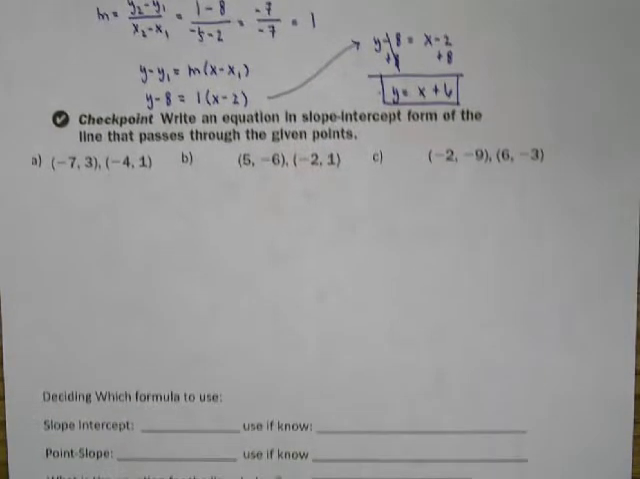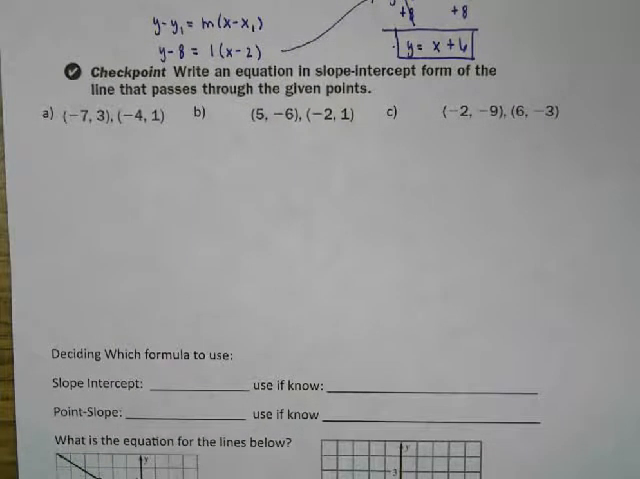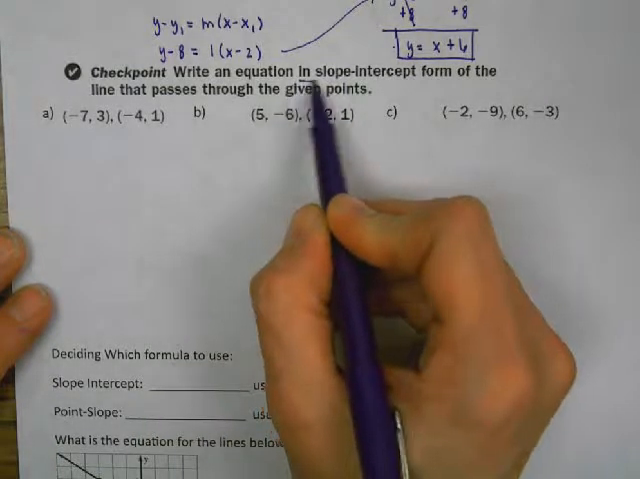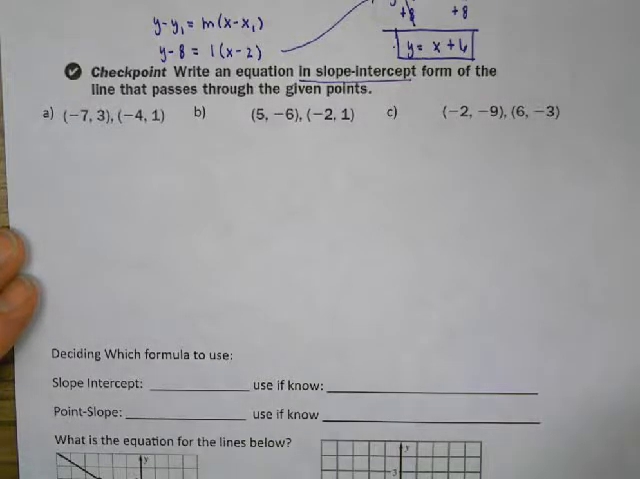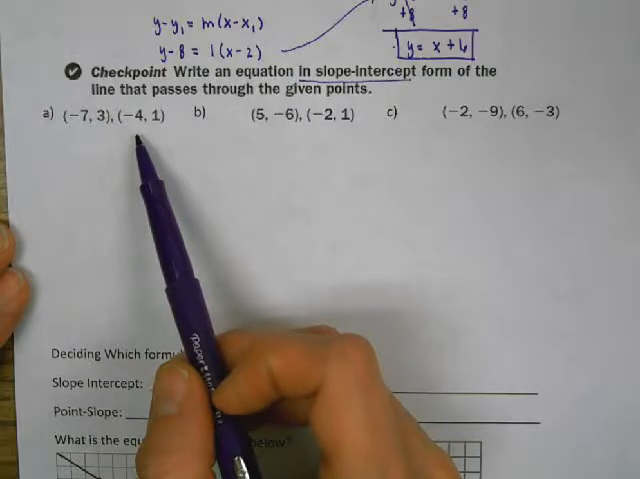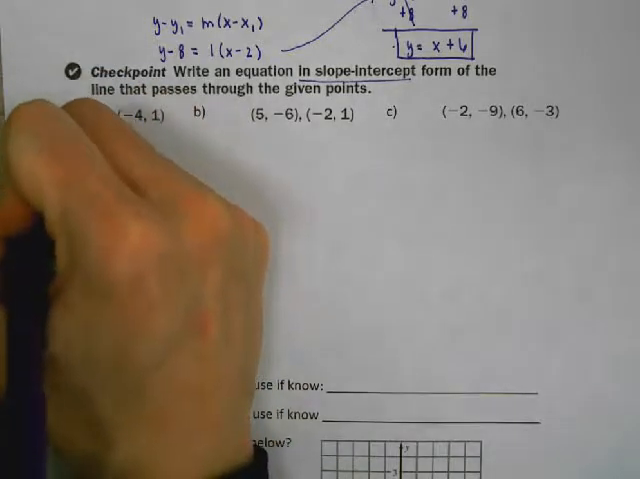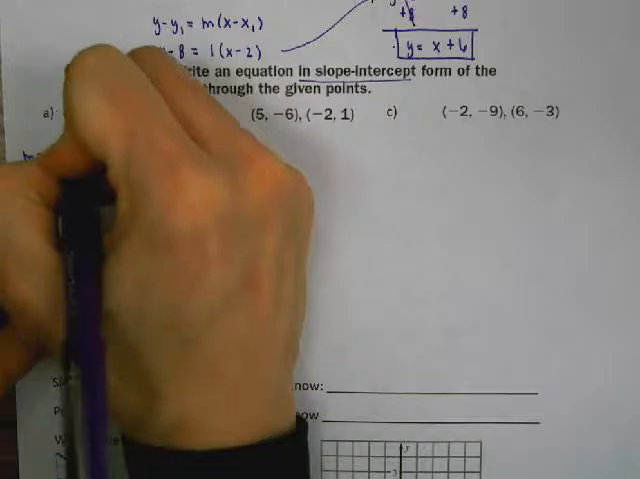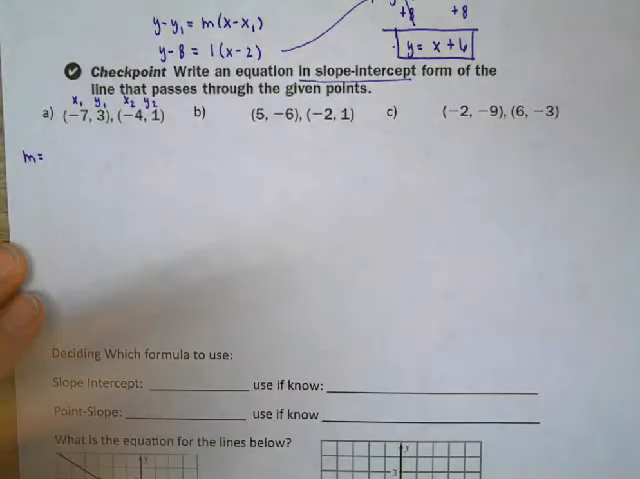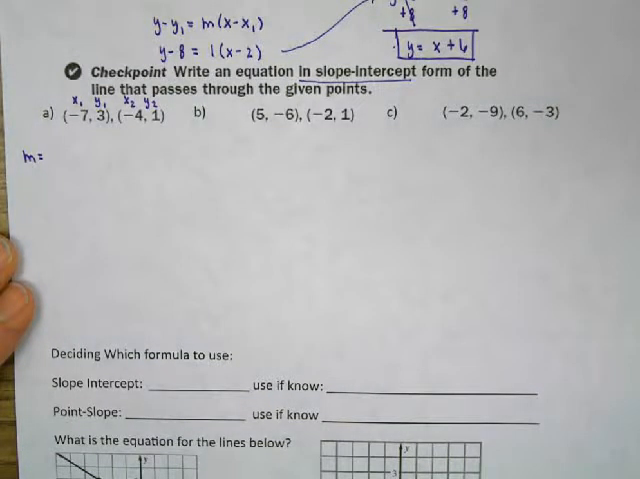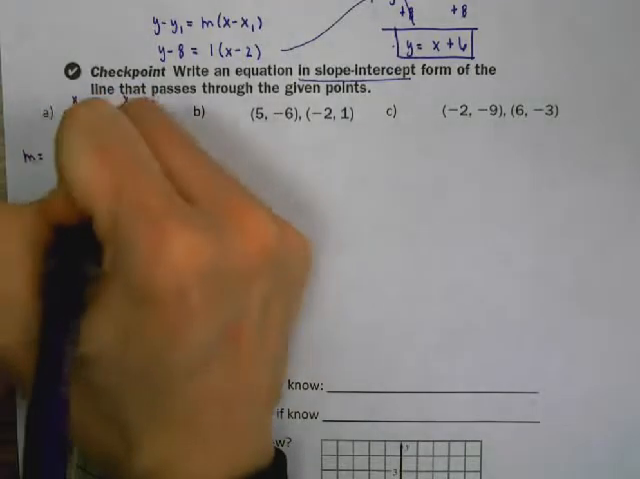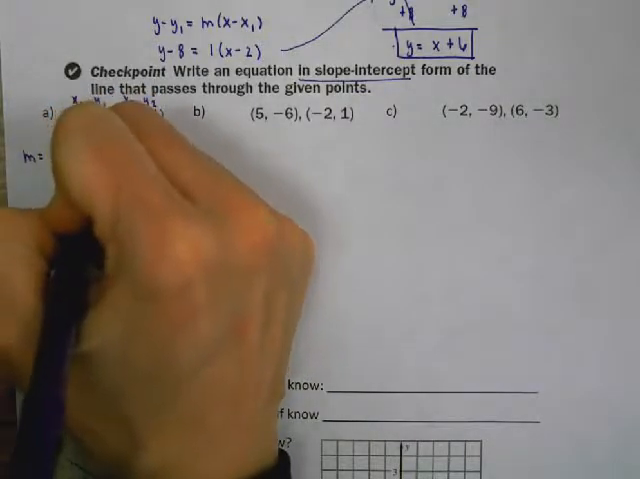Okay, so now here are 3 more examples just to get some extra practice. Again, our goal is to write an equation in slope-intercept form of the line that passes through the 2 points. So our first step always is going to be to find the slope. I'm going to label my points x1, y1, and x2, y2, and use the slope formula, which I know is y2 minus y1 over x2 minus x1.